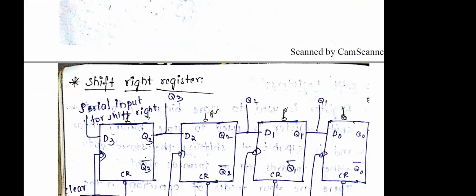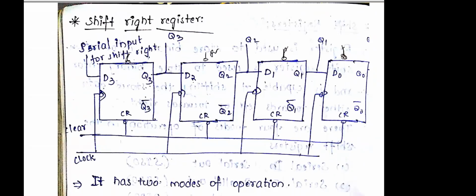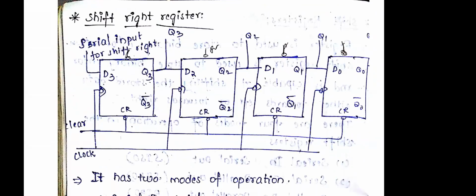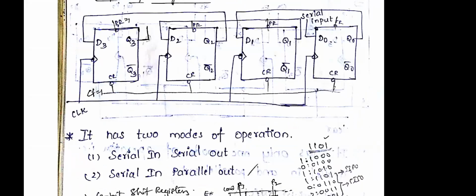In the next class we are going to see the shift right register. We make a small modification to this same circuit. The output of Q3 is connected to D2, Q2 is connected to D1, and Q1 is connected to D0. The shift right register has 2 modes of operation, serial input serial output. Similarly, we will perform shift left register, shift right register and bidirectional shift registers.